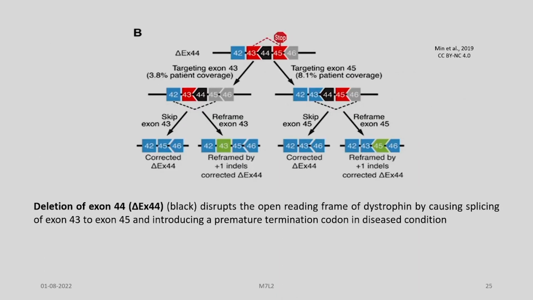You can see here the deletion of exon 44, which we refer to as del EX44, shown in black here. This del EX44 disrupts the open reading frame of dystrophin by causing splicing of exon 43 to exon 45 and introducing a premature termination codon in the diseased condition.